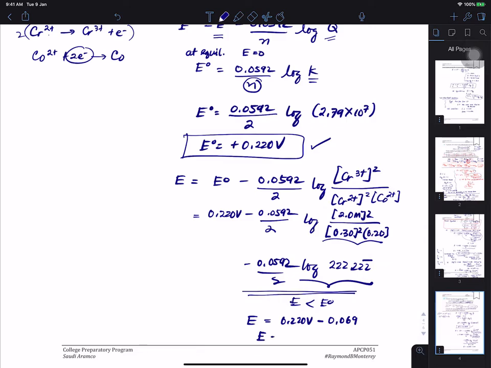0.069. So our E is smaller than 0.22 volts. As we have said, it will be doing less work. So E is still positive but smaller. It's 0.151 because our Q here is greater than 1. So that means we have a smaller quantity of electrical work that can be derived from our cell. Okay, so these are just some of the things that we have learned from the previous video.